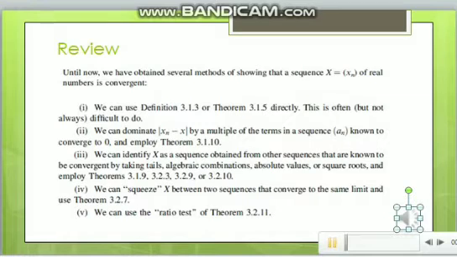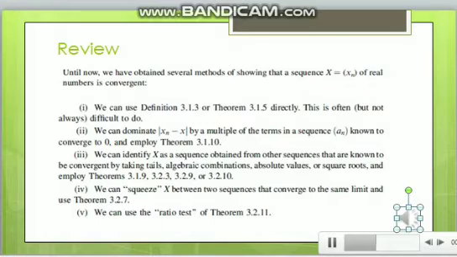Before we start our material, I will review the material from last week. Until now, we have obtained several methods of showing that a sequence X equals (xn) of real numbers is convergent. The first is, we can use the definition 3.1.3 or Theorem 3.1.5 directly. This is often, but not always, difficult to do.